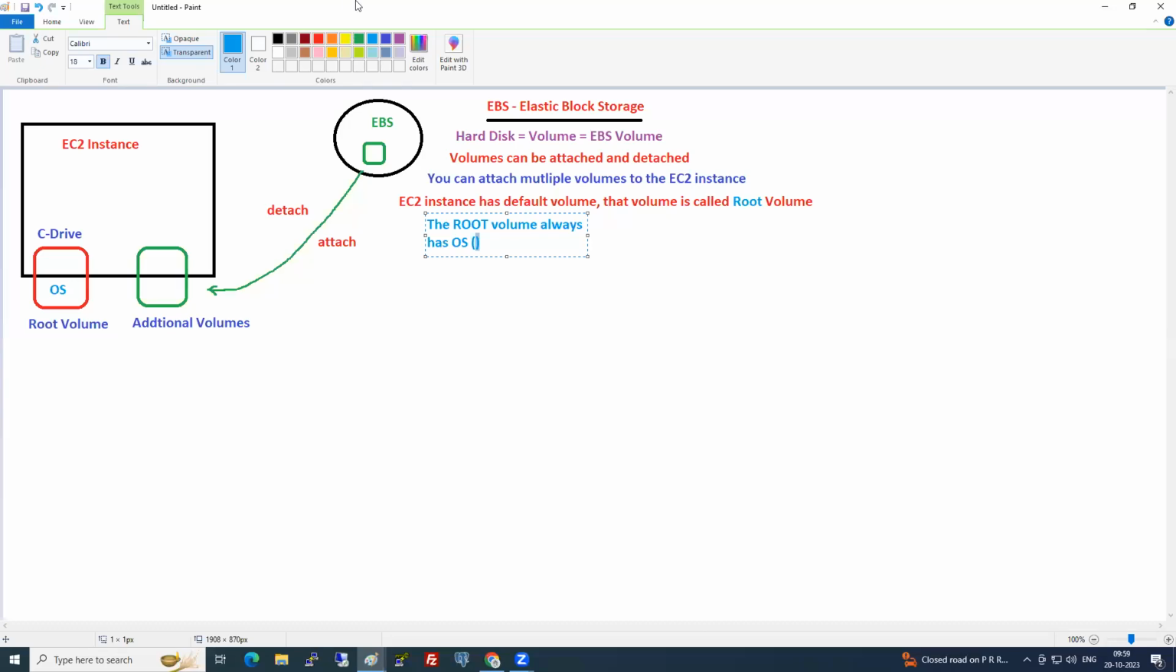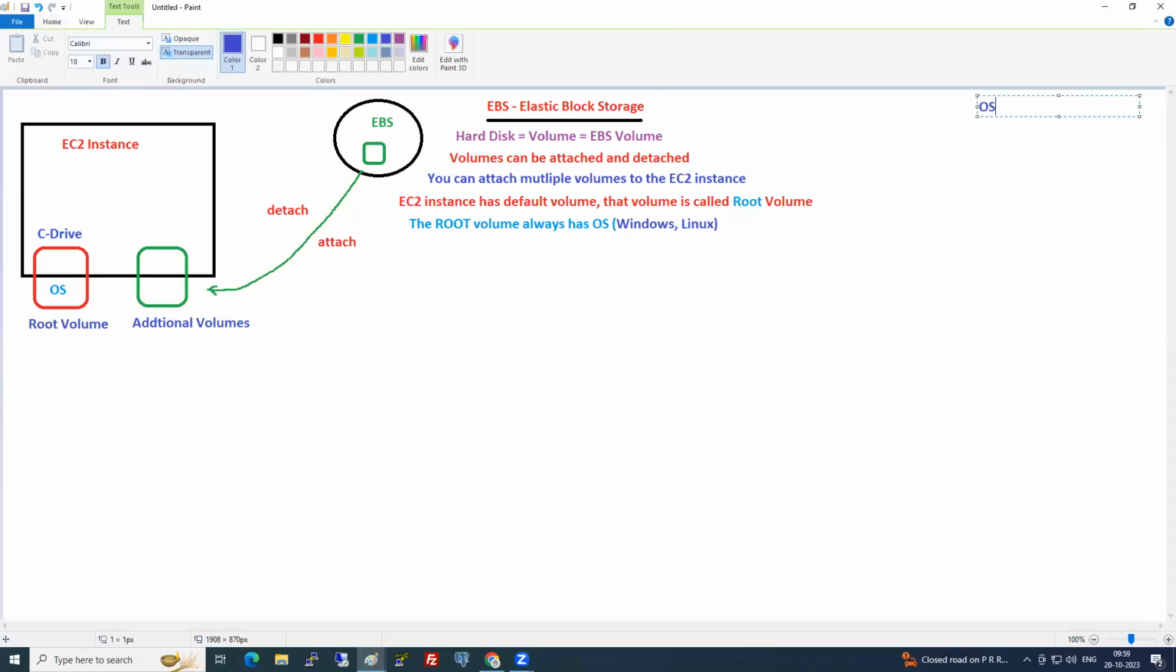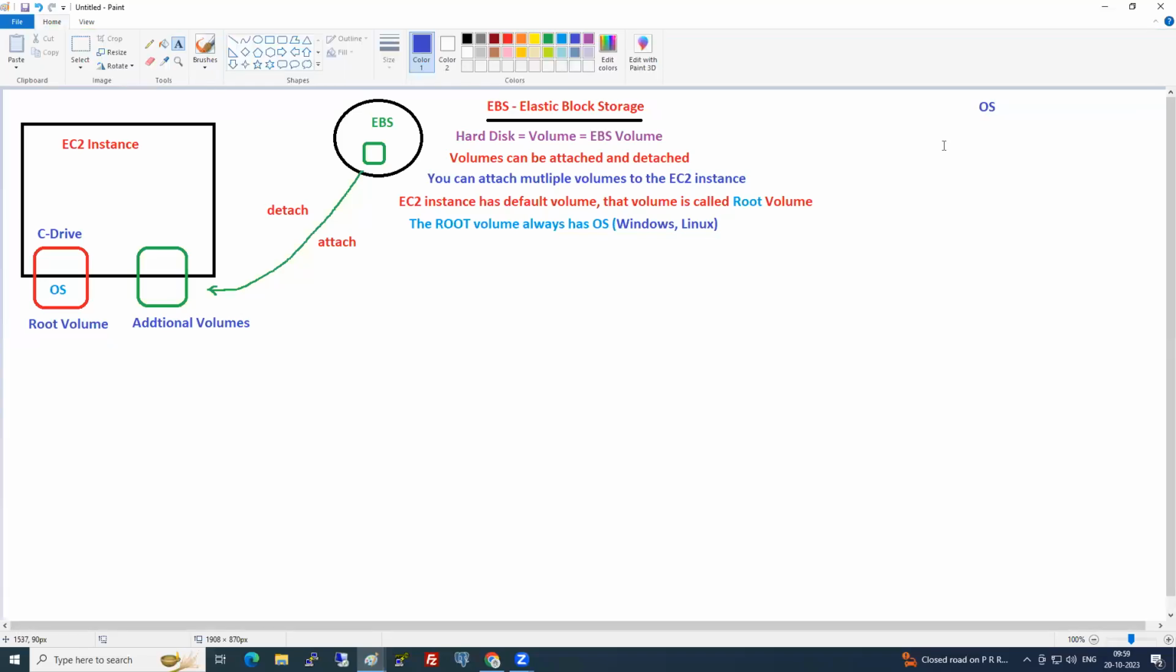What type of operating system do you know? Windows, Linux. There are two types of operating system, no? So the root volume has either Windows or Linux. Apart from that, Mac is also there, but we don't use. We are from India. That's why somewhere I was saying, right? We use Oppo, Vivo, Realme, not Mac OS, MacBook.